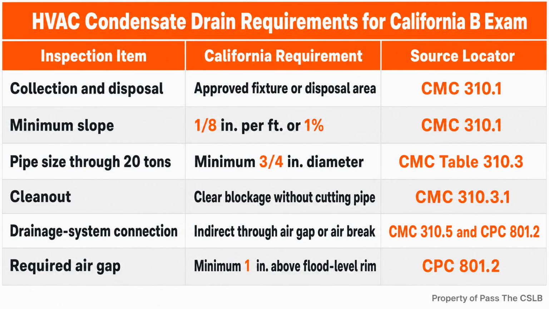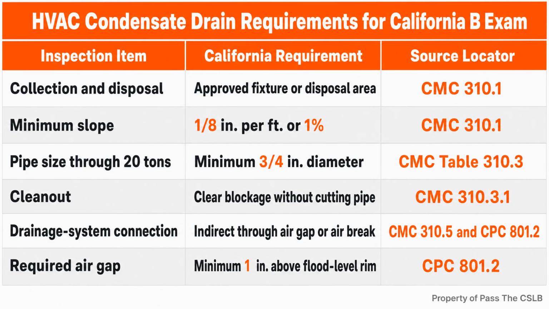For the required drainage air gap, the vertical distance is at least 1 inch from the lowest point of the discharge pipe to the flood level rim of the receptor. The water leaves the condensate pipe, passes through open air, and then enters the receiving fixture. The two systems are not hard connected.